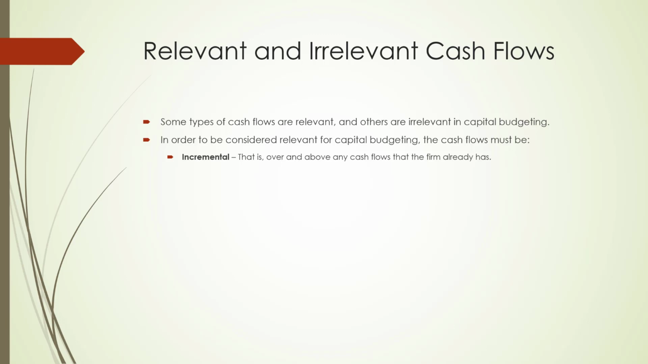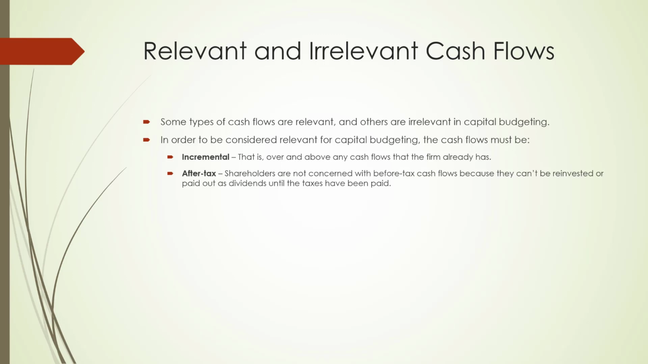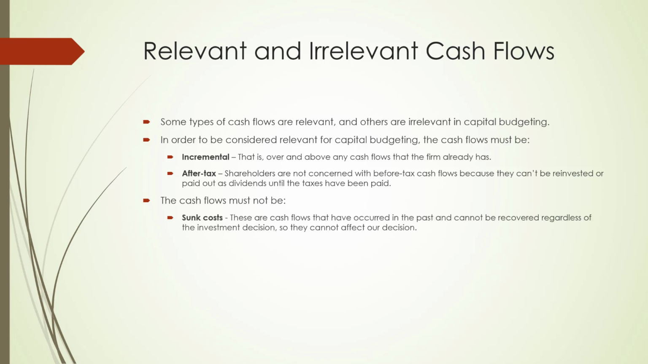Now, in addition to being incremental, the cash flows must also be after tax. And we've talked about this all semester. The government is always going to get their cut of any income. And therefore, what really is relevant is the after-tax income. We also have to ignore certain cash flows. And so the cash flows must not be what we call sunk costs. Now, a sunk cost is money that is spent prior to making the decision and that you cannot recover no matter what decision you make.